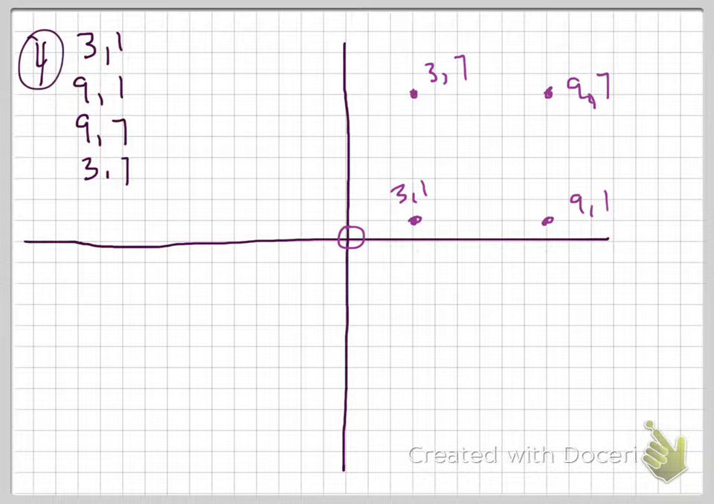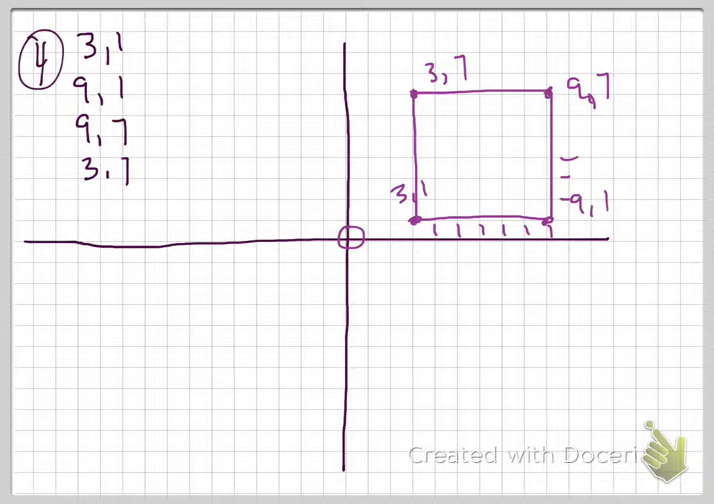Graph and label the polygon. Let's see. So if I connect these, it's either a square or a rectangle. It's got perfect 90-degree angles all the way around. Let's count our sides. This side is 1, 2, 3, 4, 5, 6. And this side is 1, 2, 3, 4, 5, 6. So this is a square because all sides are exactly the same and it has 90-degree angles.